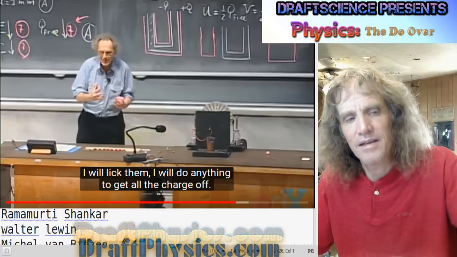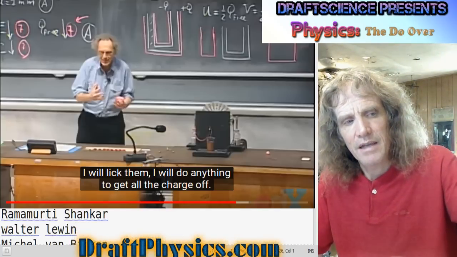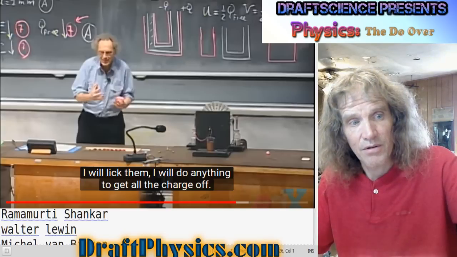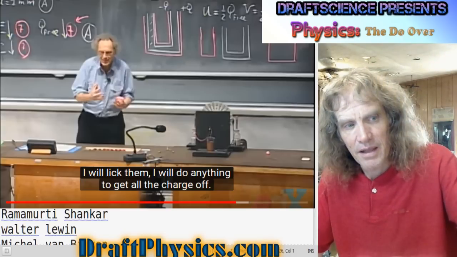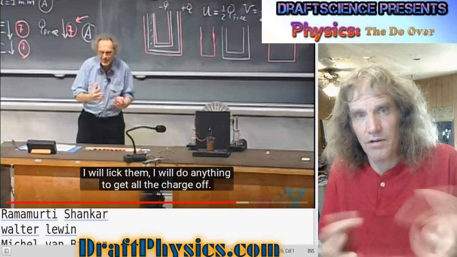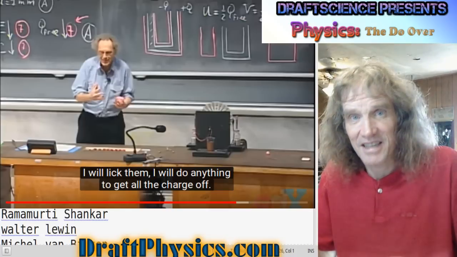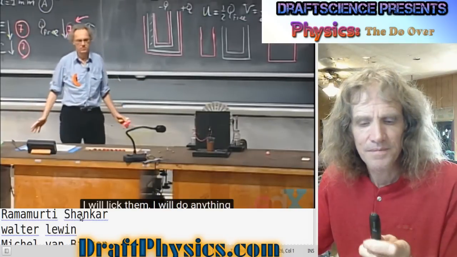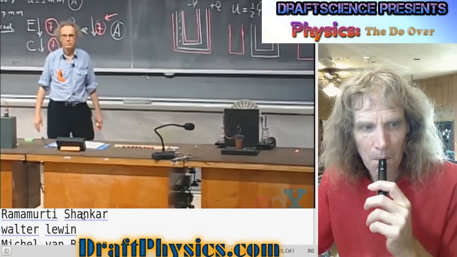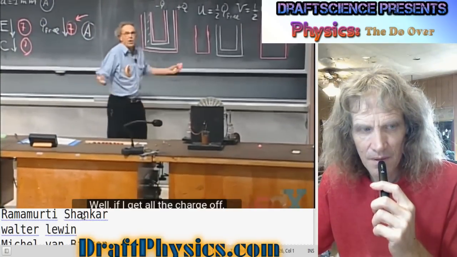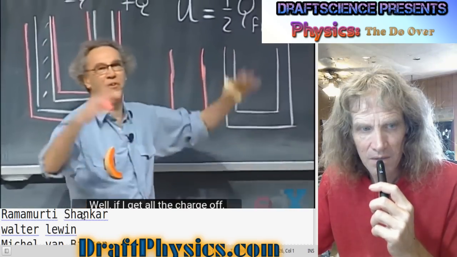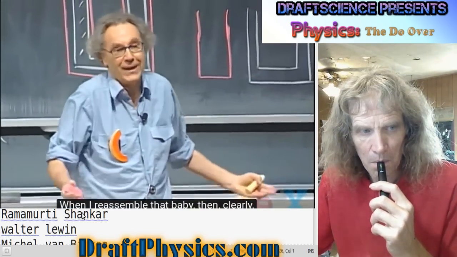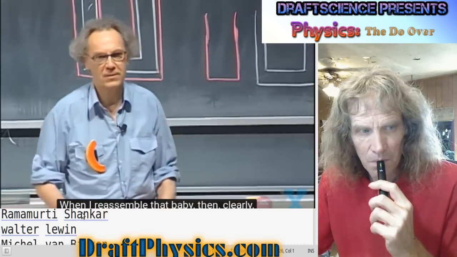But anyway, these are little things that, frankly, when I first saw this video, 5 years ago or whatever, I might have been confused by. Oh, it's hard to get the charge off the copper. No, it's really easy to get the charge off the copper. Click them. I will do anything to get all the charge off, and then I will reassemble them. Well, if I get all the charge off, all this Q free goes away. There's no longer any potential difference. When I reassemble that baby, then clearly there couldn't be any energy left.